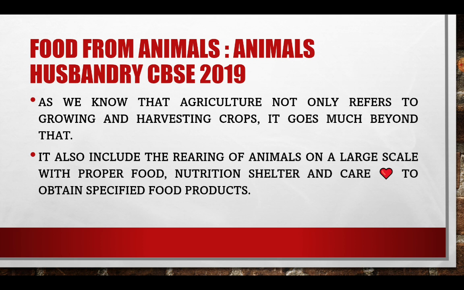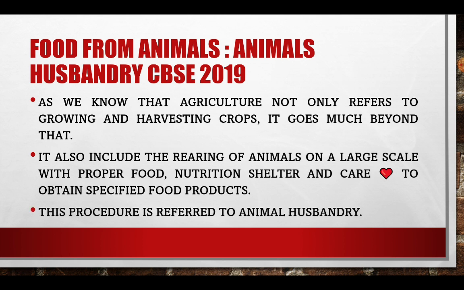It also includes rearing of animals on a large scale with proper food, nutrition, shelter and care to obtain specified food products. If we need to obtain any product from animals, like milk from the cow, we need to provide them sufficient food, nutrients, shelter and care so that the cow is able to give a huge amount of pure nutritious milk, and this process is referred to as animal husbandry. So when the question is asked, you need to write: animal husbandry refers to the rearing of animals on a large scale with proper food, nutrition, shelter and care so that we can obtain the specified food products.